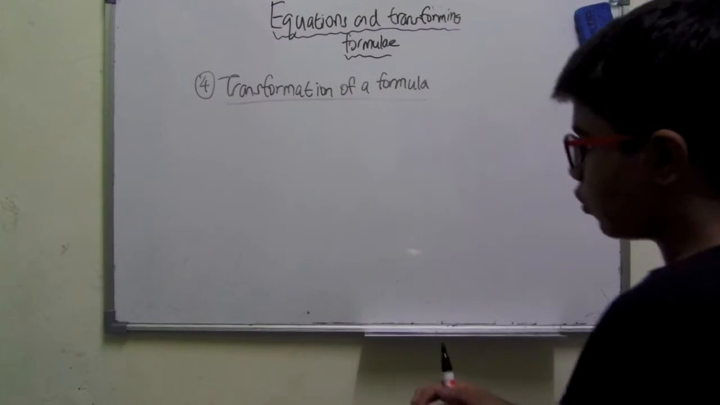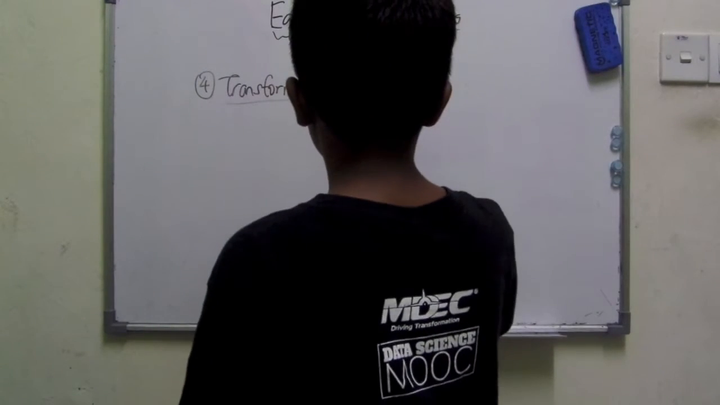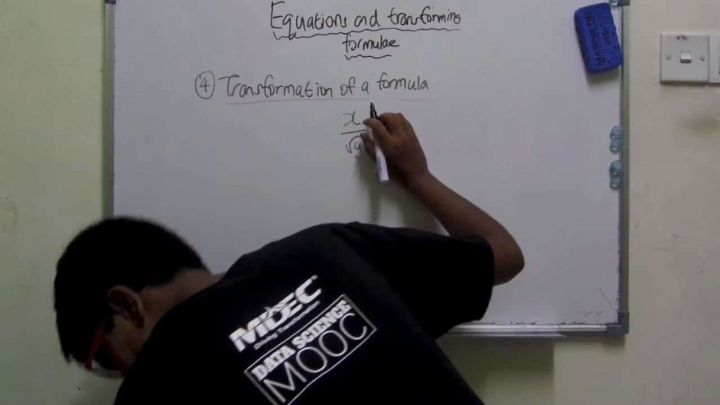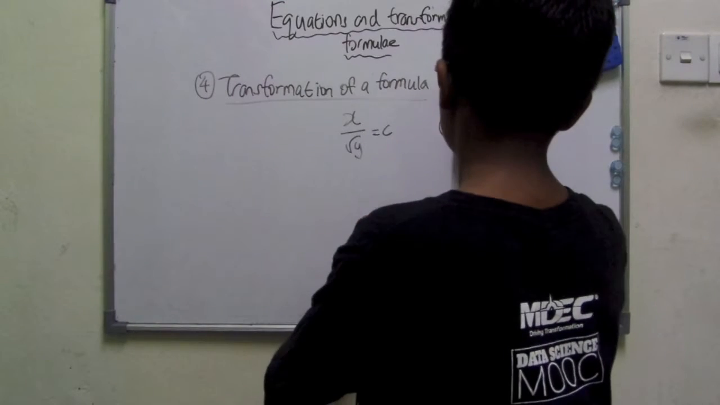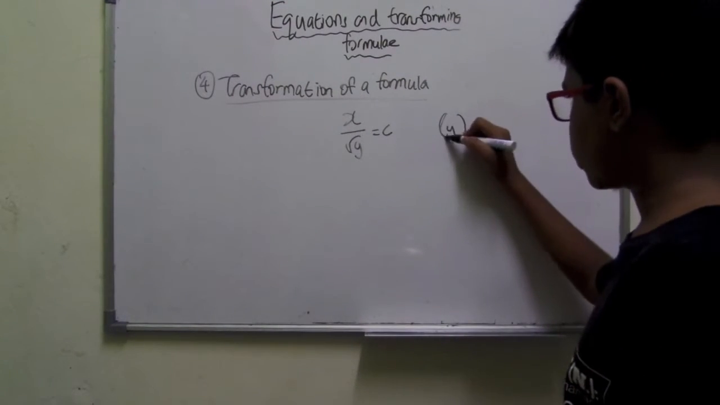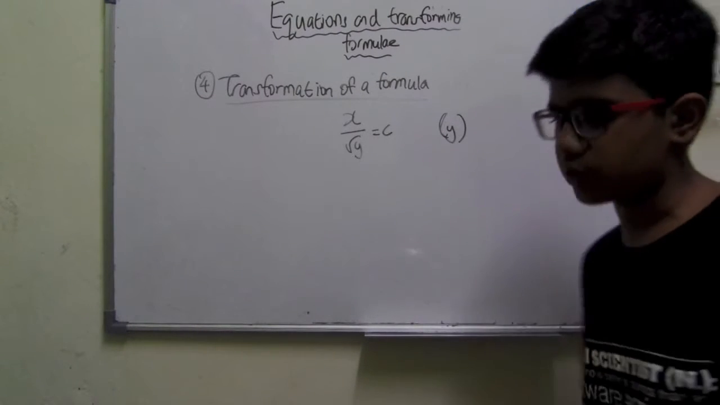The roots make the whole situation complicated. So x over root y equals c. And of course, they would ask you to do this in terms of y. And they'll put what you want to do it in terms of in brackets, okay?